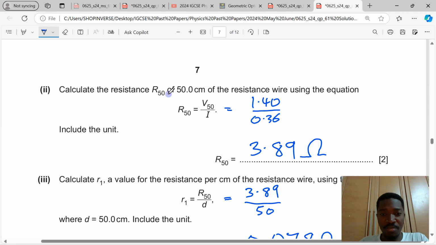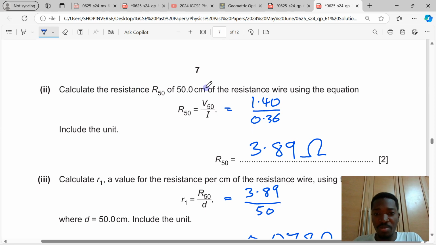Calculate the resistance R50, or R at 50 cm, of the resistance wire using the equation R equals V over I. Since R equals V over I, voltage is 1.4, current is 0.36, divide 1.4 by 0.36, you get 3.89. And if you want to write it to 2 significant figures, it will be 3.9 ohms.